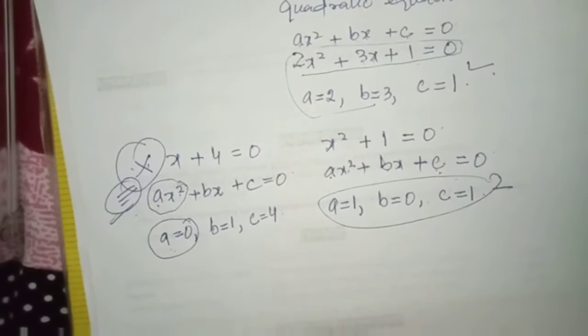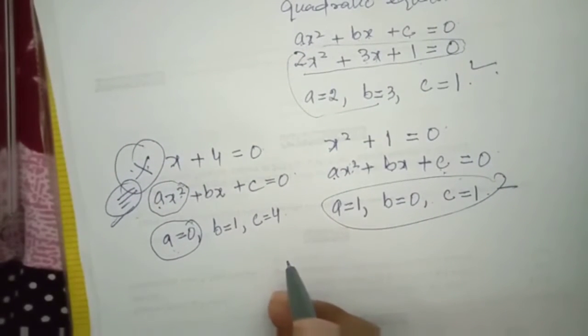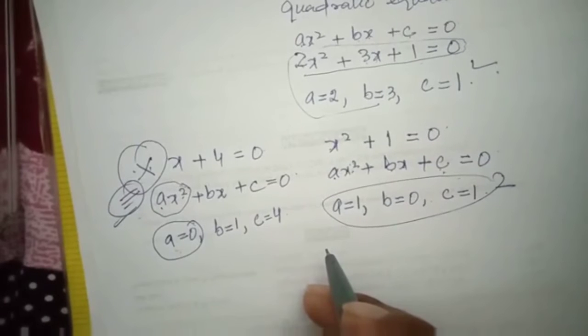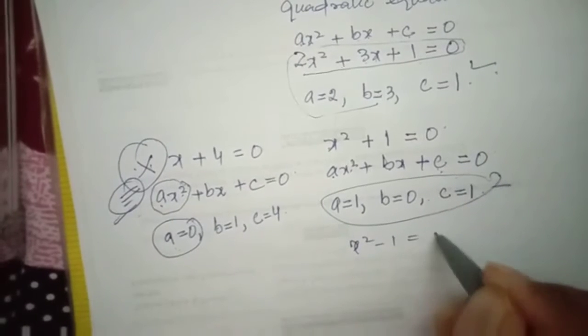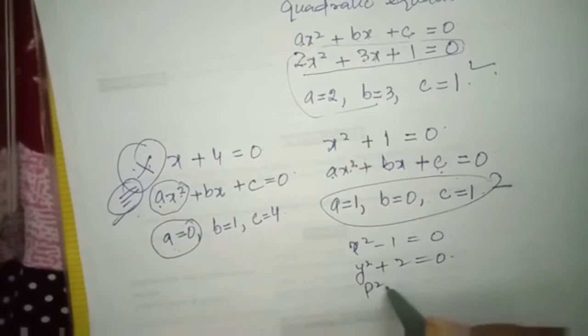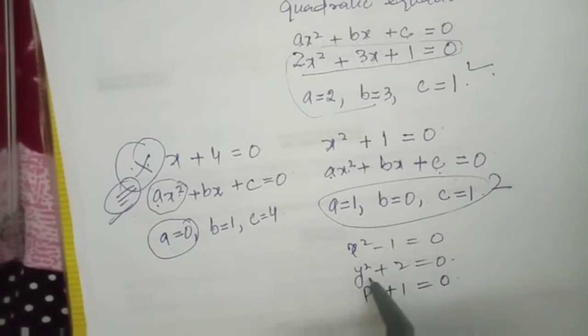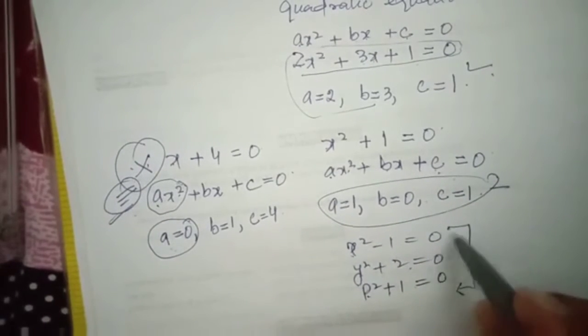So we can conclude that in a quadratic equation the term containing x square should be present. Whether bx is present, c is present or not, that doesn't matter. See here, if I write x square minus 1 is equal to 0, y square plus 2 is equal to 0, p square plus 1 is equal to 0. X can be any English alphabet. Generally we take x, but it can be any alphabet. Here x square, y square plus 2, p square plus 1, these all are quadratic equations.